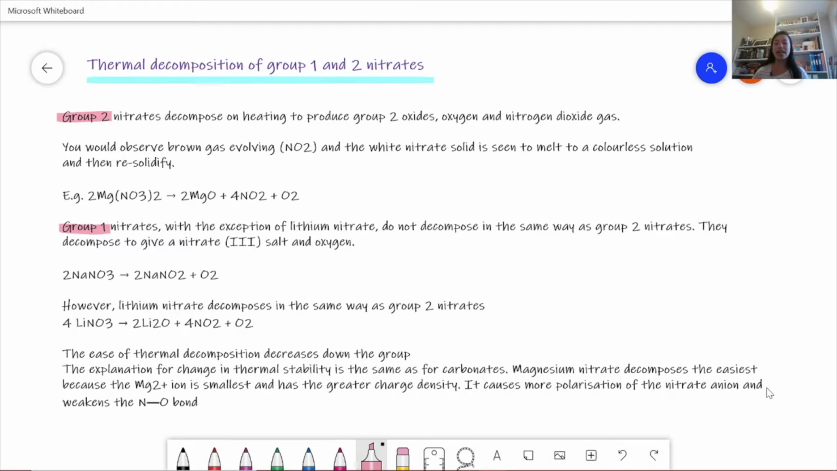The trend is that the ease of thermal decomposition decreases down the group. The explanation for this is exactly the same as it was for the carbonates. Magnesium nitrate decomposes the easiest because the Mg2+ ion is the smallest, and so it has the greatest charge density. This means that it causes more polarization of the nitrate anion, the negative nitrate ion, and it weakens the N-O bond. And so less energy is needed to overcome the bond, and so thermal decomposition is easier.